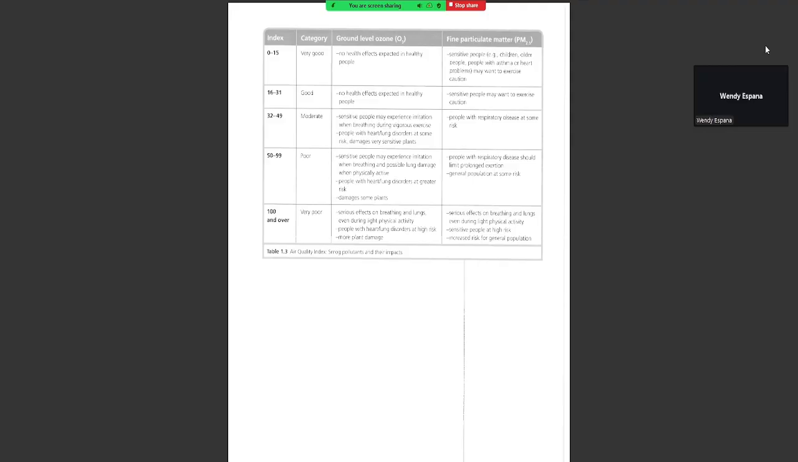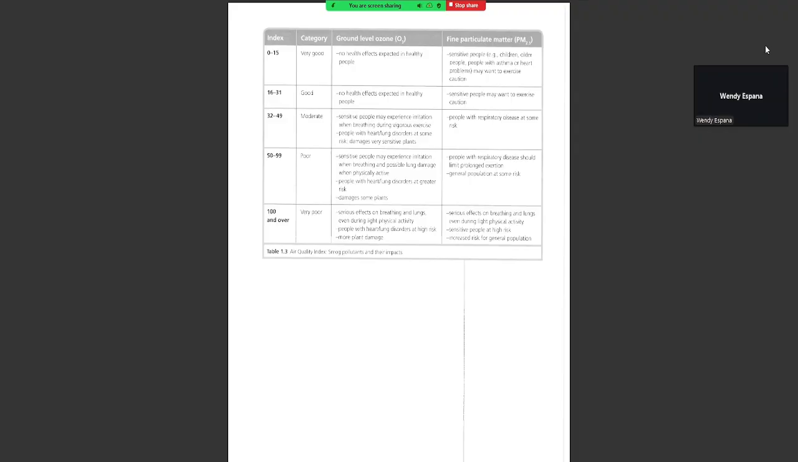Okay, if the air quality index is 50 to 99, that means now we're into the poor category. That means that we're starting to build higher ozone at the ground level. And you could actually now start to get lung damage if you're very active. If you do too much physical activity, you're now going to actually cause some damage. You again are at great risk of having issues develop, and some plants, not just the sensitive ones now, could get damaged.